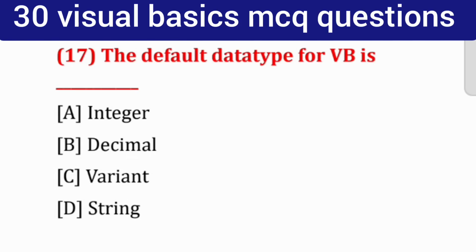Question number 17. The default data type for VB is dash. Options: integer, decimal, variant, string. Correct answer, variant.